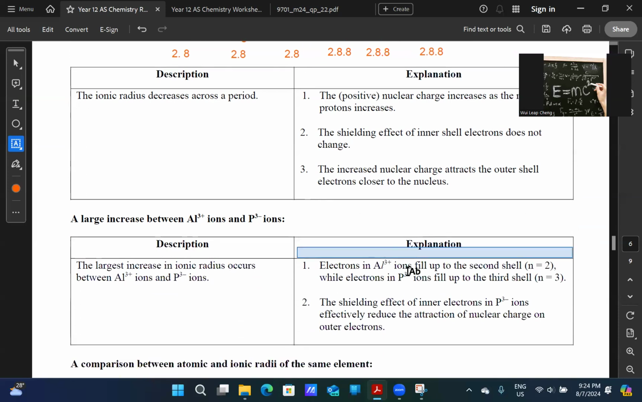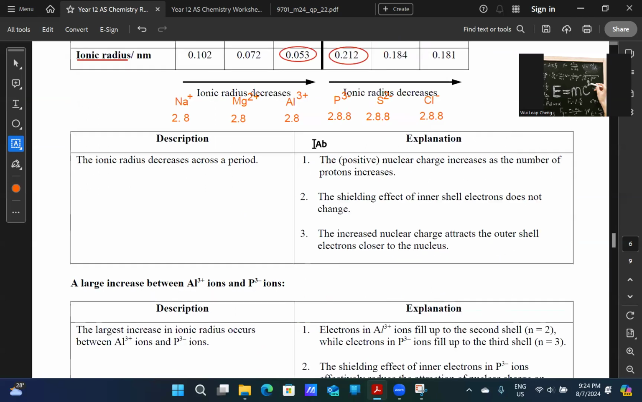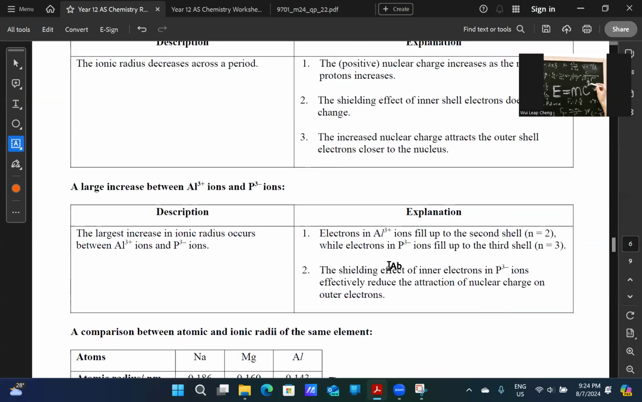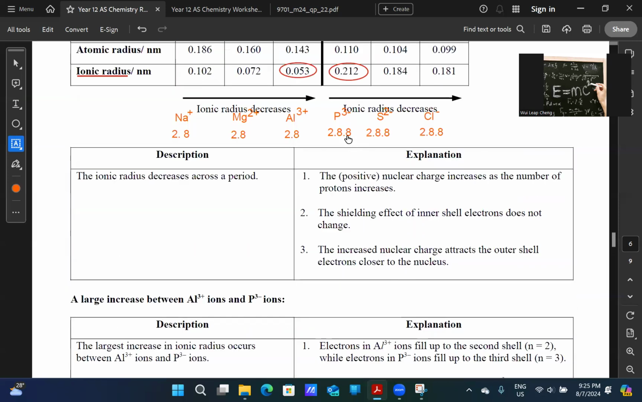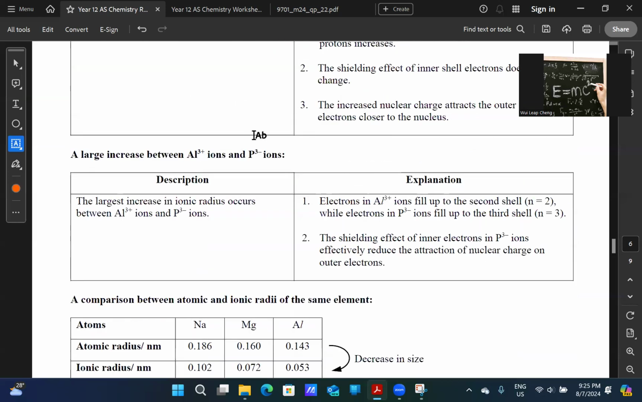Okay, now you will see that electron in aluminum ion fill up to the second shell. Am I right? Between aluminum ion and phosphide ions, electron fill up to only the second shell. But for the phosphide ions, electron in phosphide ion fill up to where? Up to the third shell. The shielding effect of inner electron in phosphide ion effectively reduce the attraction of nuclear charge on outer electron.